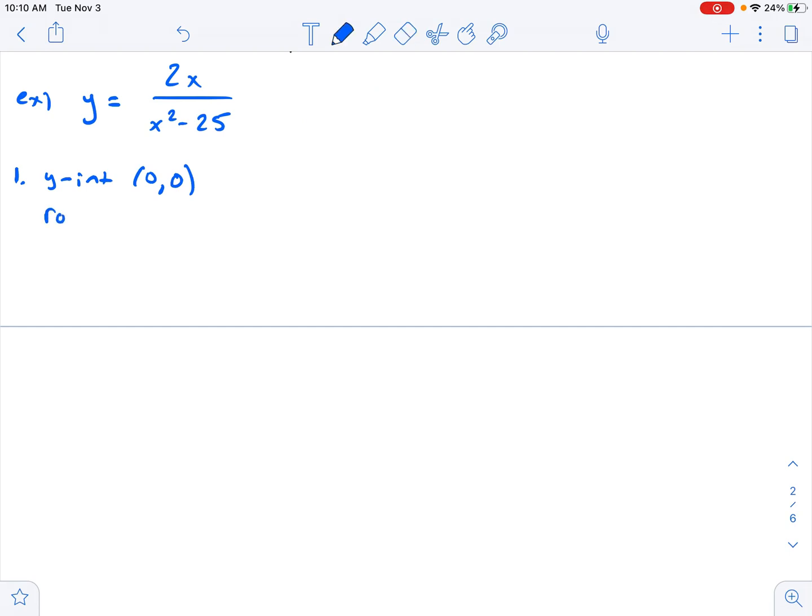Okay, for the roots, let's see. The roots, well, we get those by setting the numerator equal to 0. And that also gives the point 0, 0 here. Okay, so the root and the intercept end up being the same thing. Now, asymptotes, vertical asymptotes, when the denominator is 0 and not the numerator. Looks like we got 2 of them, plus and minus 5. Okay, those are our vertical asymptotes.